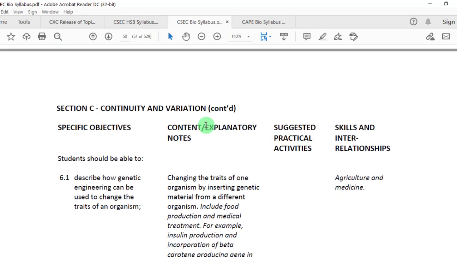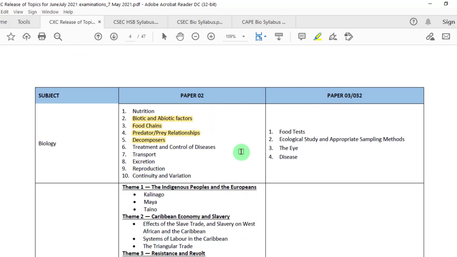Now we're going to look at the objectives for paper 3. This is important because paper 3 is a little different in terms of how you would study for it. What would you focus on? We have 4 topics here. Let's see what those 4 topics look like in the syllabus.